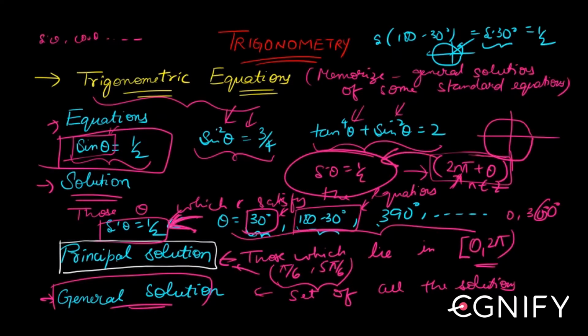So my only motive in this chapter is to pick up all these values and write them down as a single expression, which is my general solution. That is all that I have to do as far as trigonometric equations are concerned, right? To do that, you'll first have to memorize the general solutions of various equations. Let's see what the general solutions of various trigonometric equations are.